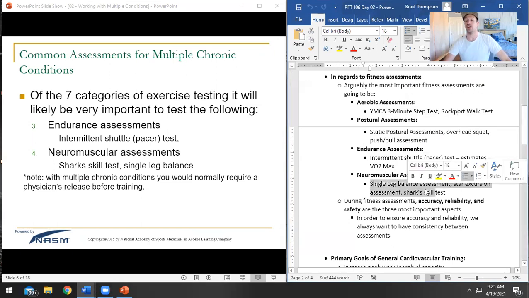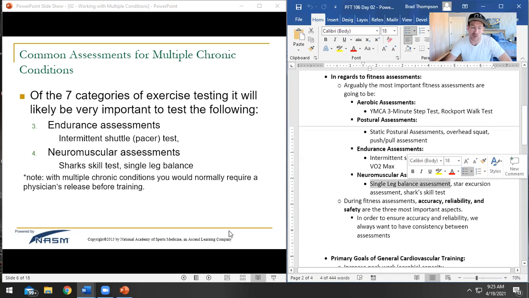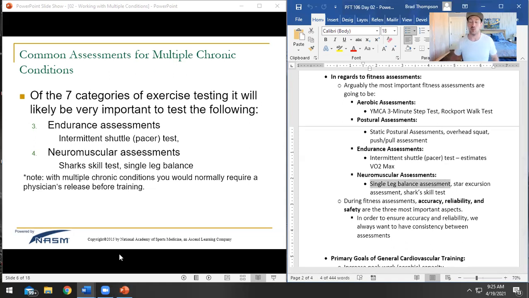And then we are going to see neuromuscular assessments. Neuromuscular assessments are going to be things that are related somewhat to your client's balance and their agility, right? Their ability to change direction and stabilize. So the single leg balance assessments are a really great one. That's literally just having your client stand on one leg and see if they balance or if they shift their posture at all.